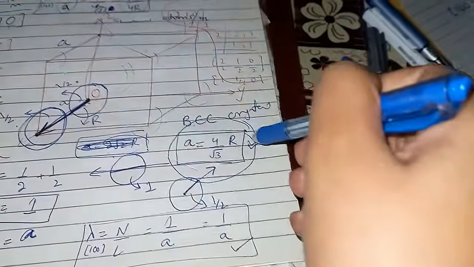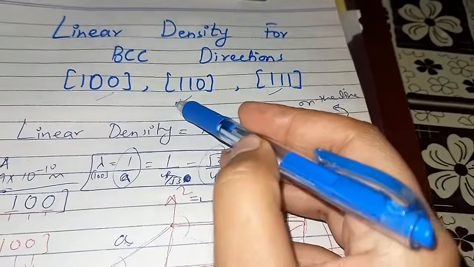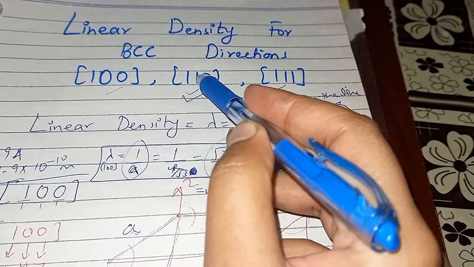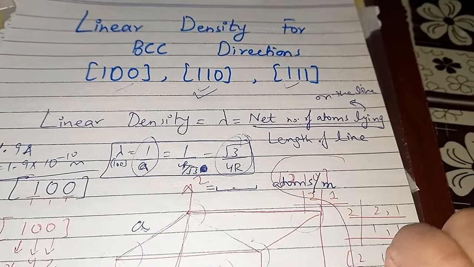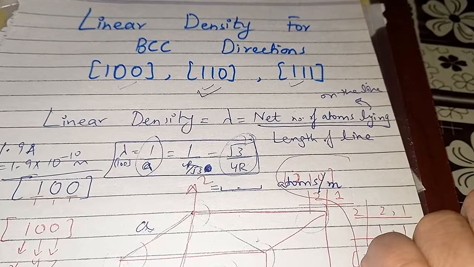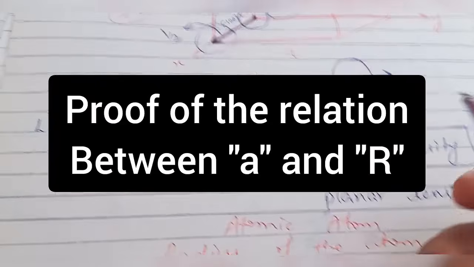After this derivation, I will derive linear density for the 110 direction and then for the 111 direction. Linear density for FCC directions is also done, and the link will be in the description. You can follow the following procedure.